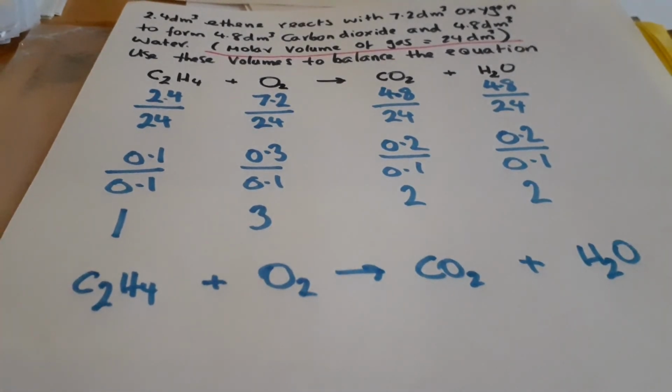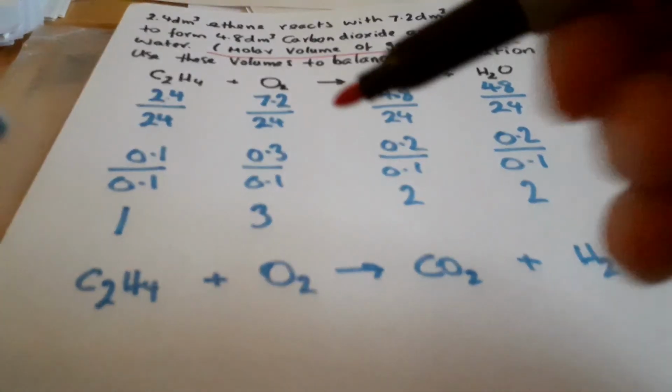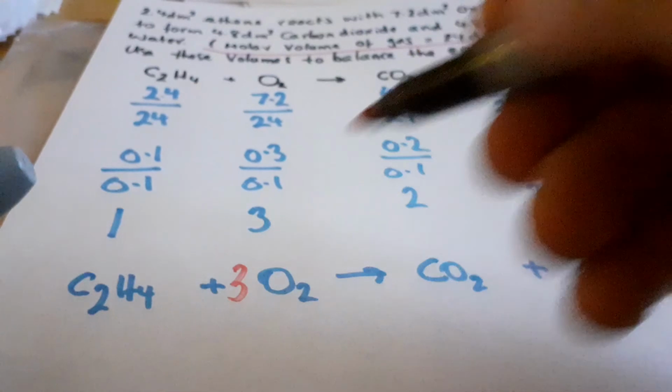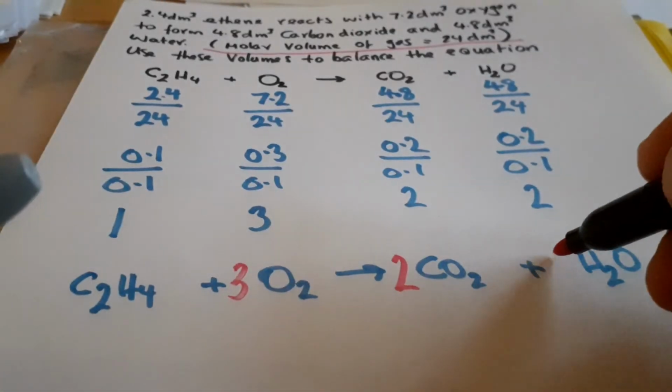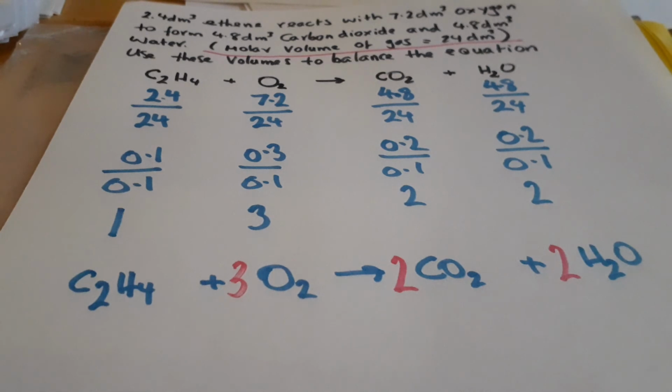Now, putting the numbers in that we've worked out, no need to put the 1 in. We've got 3 oxygens, we've got 2 carbon dioxides, and we've got 2 waters. And there, again, using the molar equations, we're able to solve this calculation. I hope that's straightforward for you.